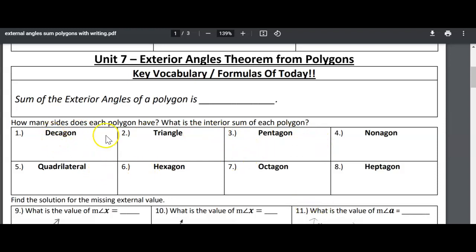But go ahead and find how many sides each polygon has. So, like a decagon, that has 10 sides. So I'm going to write 10. Triangle has 3 sides. So I'm going to write 3. Keep going on your paper.